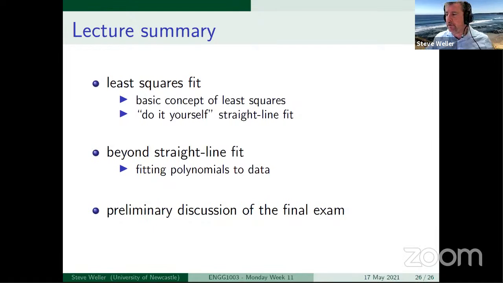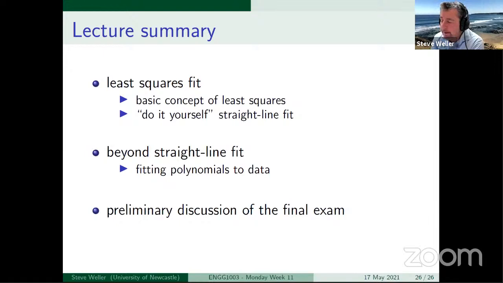Let me say just a few words about the exam. The exam will take place on Tuesday, the 8th of June. From memory, it's a 2 p.m. start. The way that exam is going to run is that it's going to run on Blackboard, so that you will have 130 minutes to complete the questions in Blackboard, and then post your answers to Blackboard and they'll be subsequently graded.